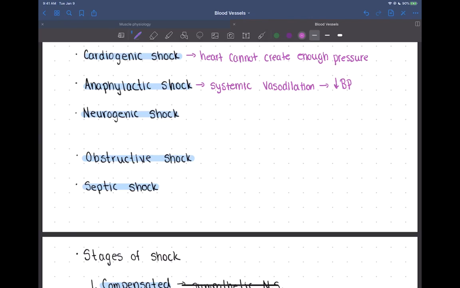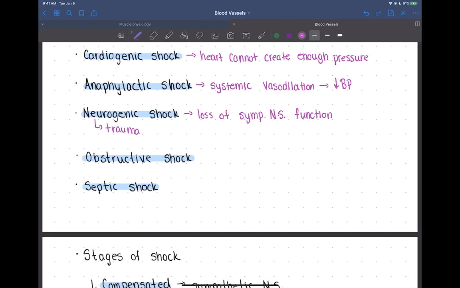And then there's neurogenic shock. With neurogenic shock, this involves a loss of sympathetic nervous system function. There's a couple ways this could happen. It can be caused by severe trauma, for example spinal cord damage, something like that, which could cause this loss of sympathetic nervous system function.